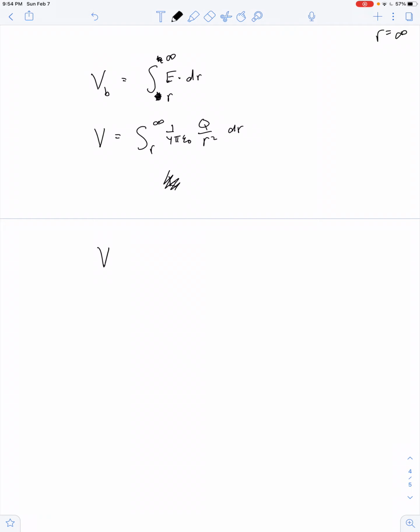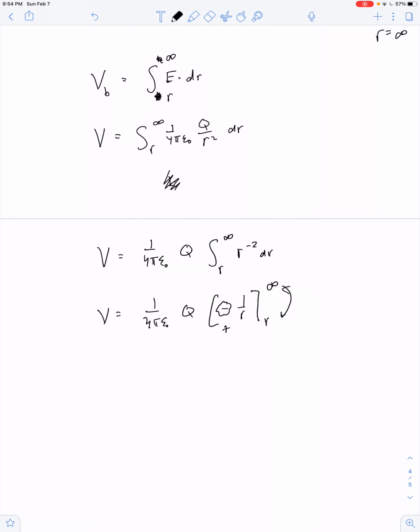So the electric potential is equal to 1 over 4 pi epsilon naught. We can pull the Q out as well, times the integral from R to infinity of R to the negative 2 dr. So V equals 1 over 4 pi epsilon naught times capital Q times negative 1 over R, evaluated from R to infinity. And we can get rid of this negative sign. We can change that to a positive if we flip our limits of integration.